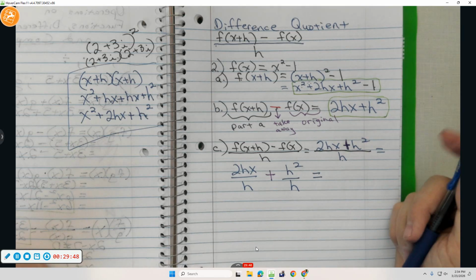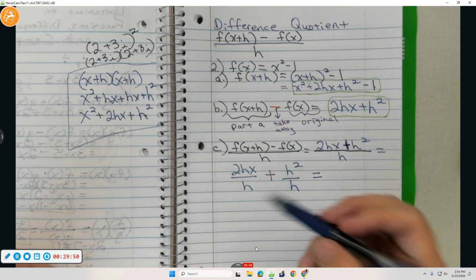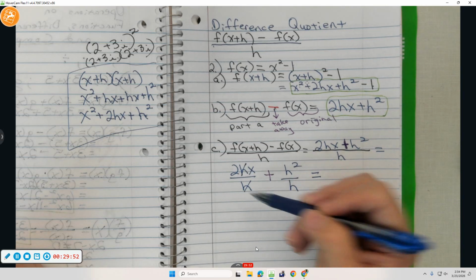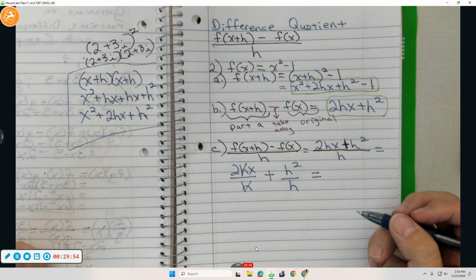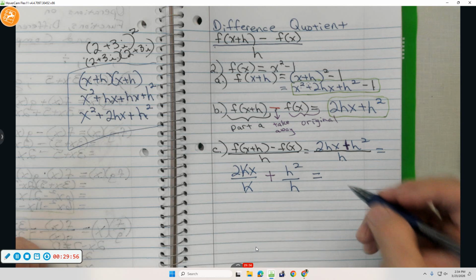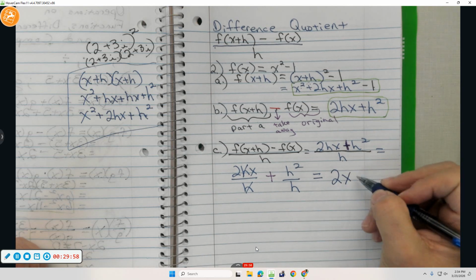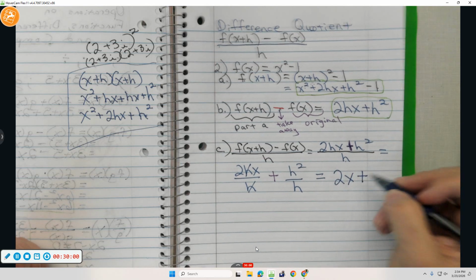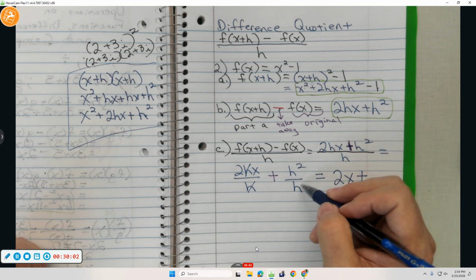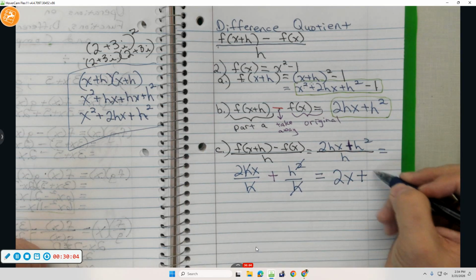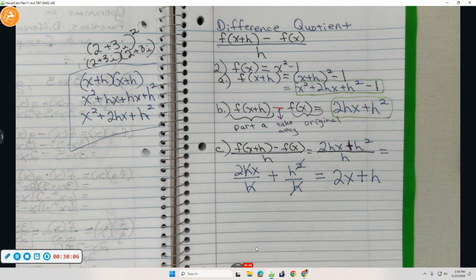We can reduce these fractions individually. We can cancel an h above and below on the first fraction. What are we left with? 2x plus, they can cancel an h above and below, and what are we left with? Just an h. For my final answer, 2x plus h.